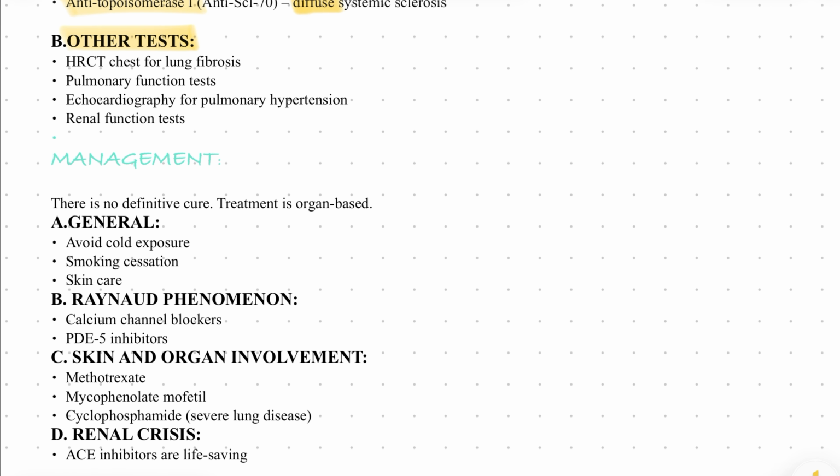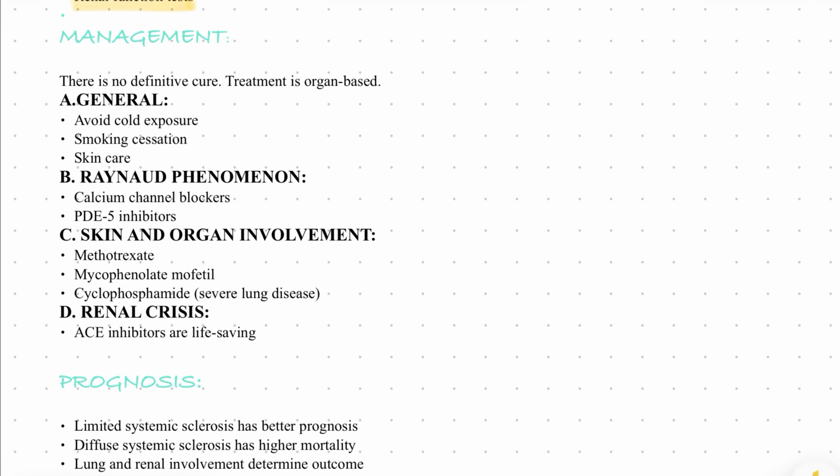Then other general tests, as I said, are done for other manifestations. For those findings we have to do other tests like HRCT of chest for lung fibrosis, PFT for ILD, then ECG and echo for pulmonary hypertension and cardiovascular diseases, then RFT for renal involvement. Then coming to management, generally we do that similarly in every video. First we'll go with the general, then individual treatment.